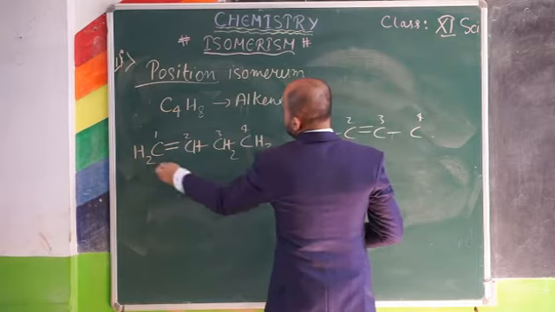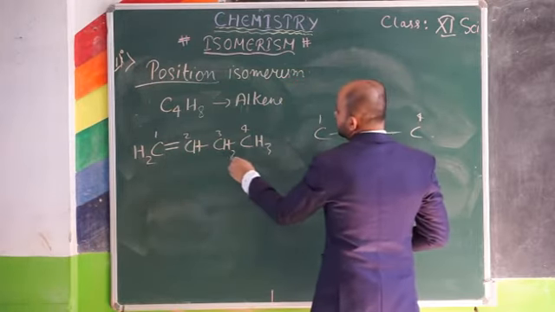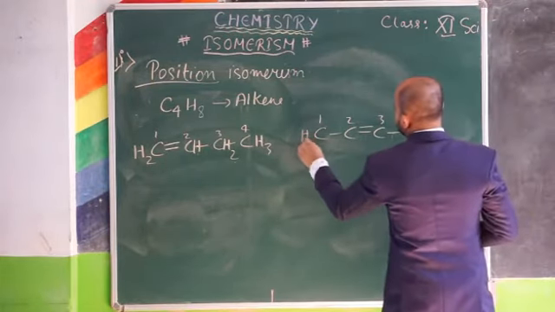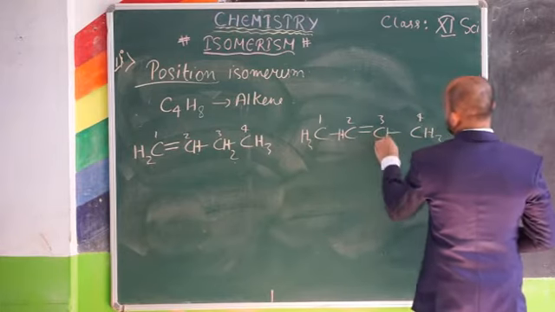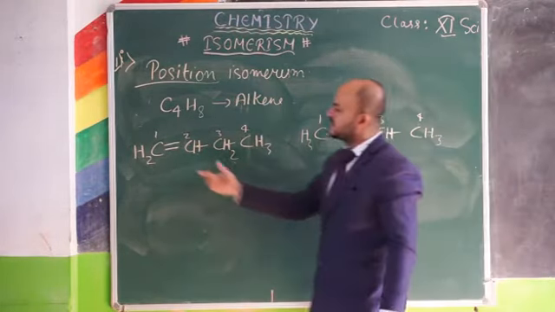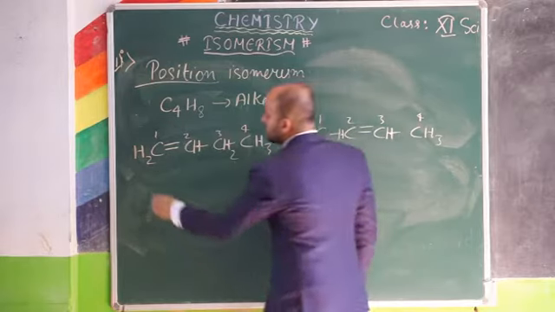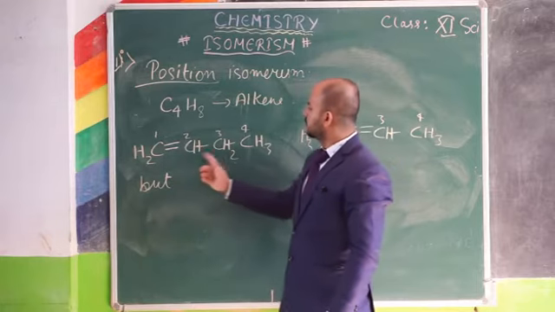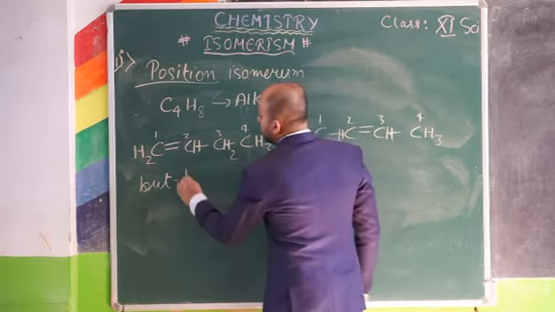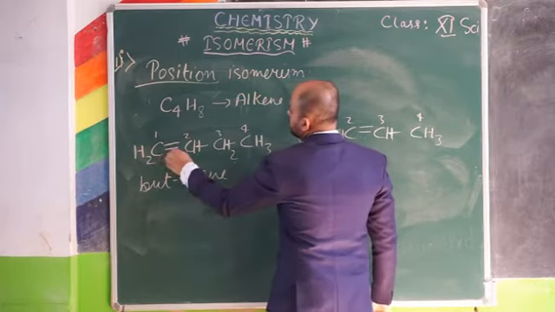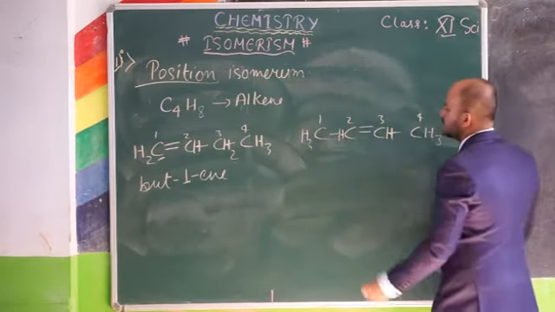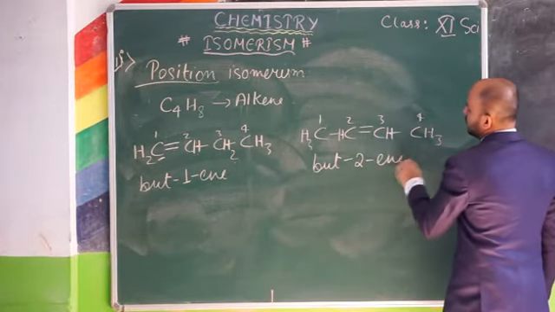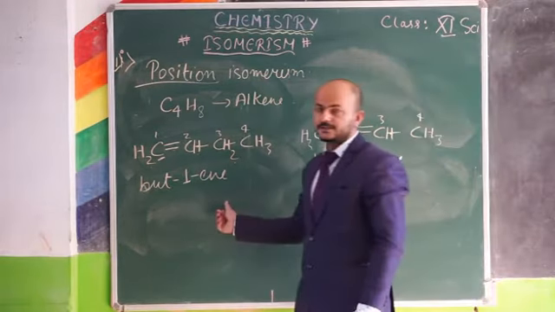Now, let's fill the valency of each carbon. CH3. So 3, 6, 7, 8. Here we have CH3. These have only 3 bonds, 1 bond and 1 bond. What would be the name of this compound? The name of this compound would be but-1-ene, because the double bond is present at carbon number 1. Here the name of this compound would be but-2-ene. Hope this is clear.